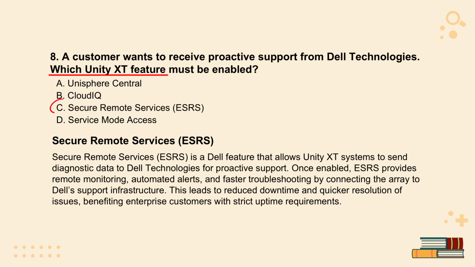So ESRS establishes a secure two-way connection between your Dell Unity XT system and Dell's support infrastructure. What's really advantageous about this is that it allows Dell to remotely monitor the health and status of your system. If potential issues arise, the system can automatically send alerts to Dell support, often before the customer might even be aware of a developing problem. So it's like having a direct, secure line to support that's constantly watching over your system.